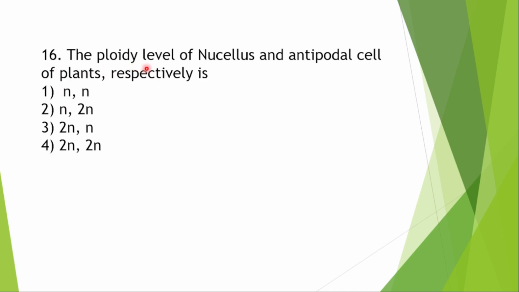16th one. The ploidy level of the nucellus and antipodal cells of the plant respectively. Here nucellus is 2n and antipodal cells is n.